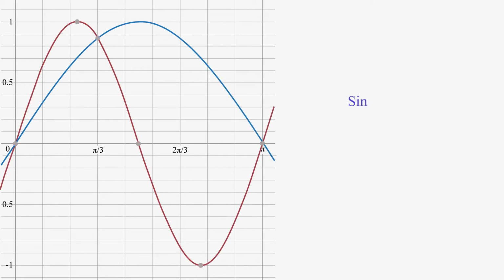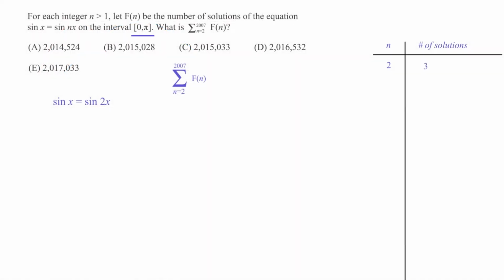We've got sine of x and we have the sine of 2x. Sine of x is this one right here, and the sine of 2x is this one. How many times do they intersect? One here, and one here. So there are 3 intersection points between these two graphs. So when n equals 2, the number of intersections is 3. Let's fill that in the table: I'll put a 3 right here.